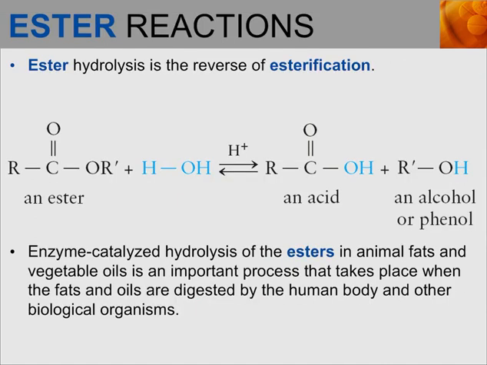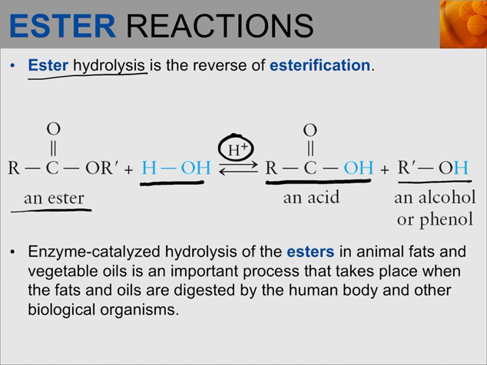Okay, so let's talk about the reverse of esterification, because we mentioned before there were equilibrium arrows, so that means we could go backwards or forwards. Now, if we go backwards, that's called ester hydrolysis. So this is just the reverse of esterification. We start with our ester, add water and catalytic acid. So again, that just helps the reaction along. And we end up with our original carboxylic acid and alcohol, or phenol.